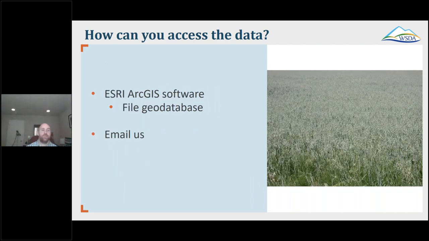Like I had mentioned earlier, the data is available as a file geodatabase. It will require Esri ArcGIS software to open it, but you can certainly email us and talk about different data formats as well. So that's how you can access the data. It's online, very easy to download. We update the data every year. So the 2020 data set just became available a few weeks ago on our webpage.